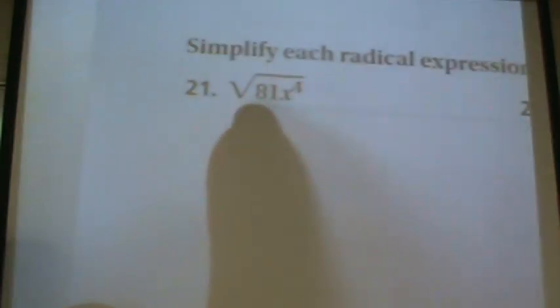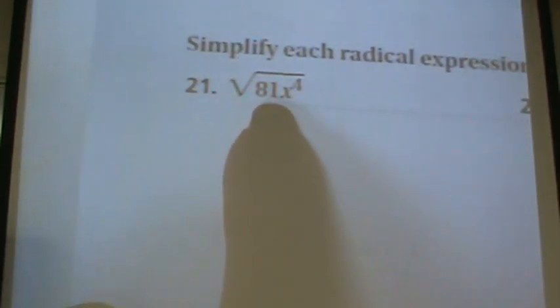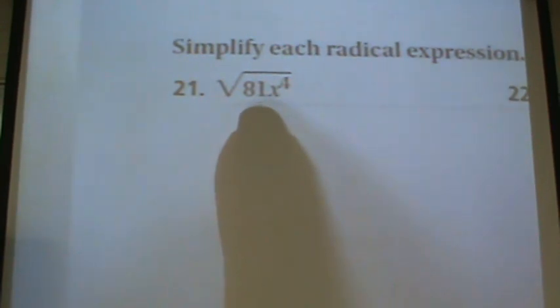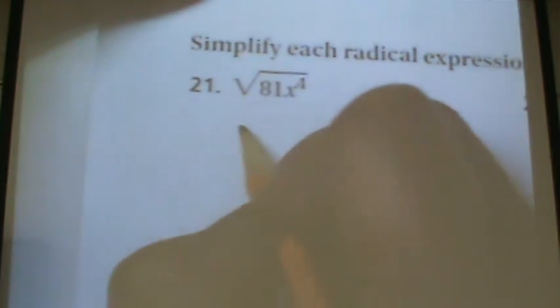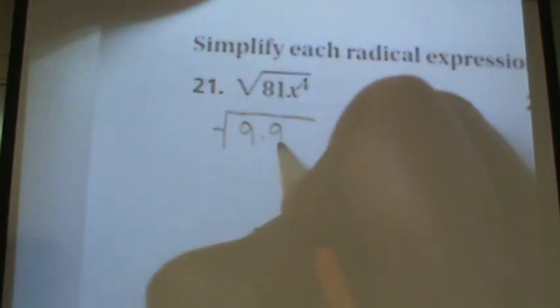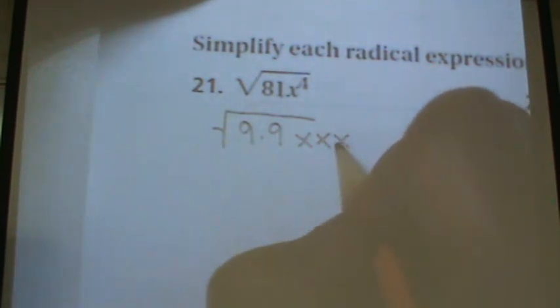21, now we're mixing numbers and letters. So you're looking for the square root of 81 and x to the 4. Now I showed in class a trick, you could do this. So 81 is 9 times 9, and then you have 4 x's.